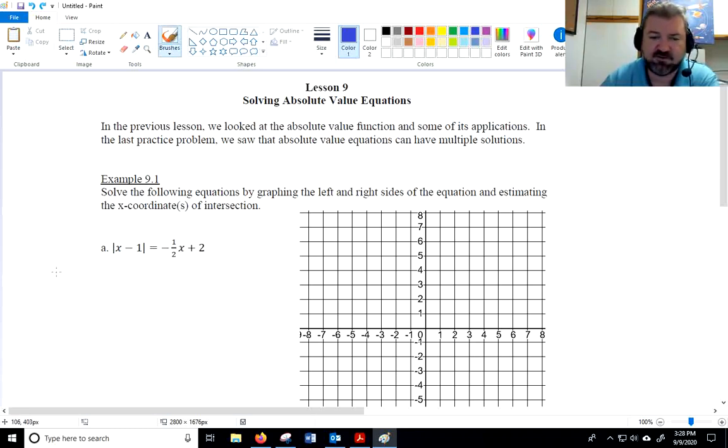So let's start by graphing the left-hand side of this equation. The left-hand side of the absolute value of x minus 1 equals negative 1 half x plus 2 is simply the absolute value of x minus 1. So I'm going to start here at 1 because I'm shifted to the right 1. We know that the absolute value graph goes up 1 over 1 to the right and up 1 over 1 to the left, making a V. But the minus 1 on the inside, remember insiders lie, is a shift to the right 1. So we end up with this shape going that way and this other shape going this way.